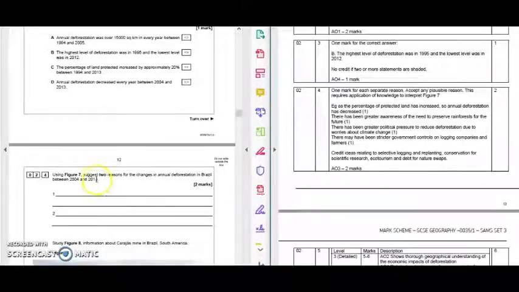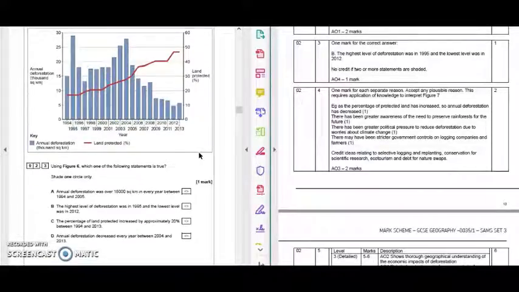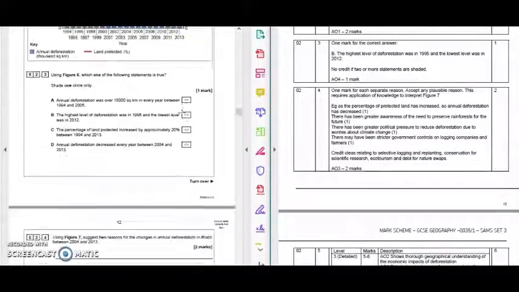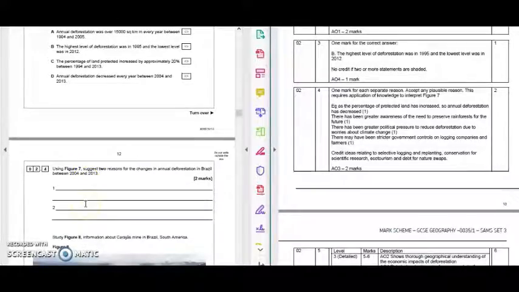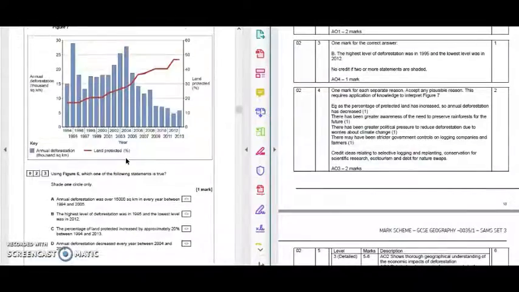2.4, using figure 7, suggest two reasons for the changes in annual deforestation in Brazil between 2004 and 2013. So in 2004, loads of trees were cut down. In 2013, a lot less. So we need to give reasons why. Why is this happening? You could say, well, as the land that is protected has gone up, the deforestation has come down. Just by simply describing that pattern, that would be fine.